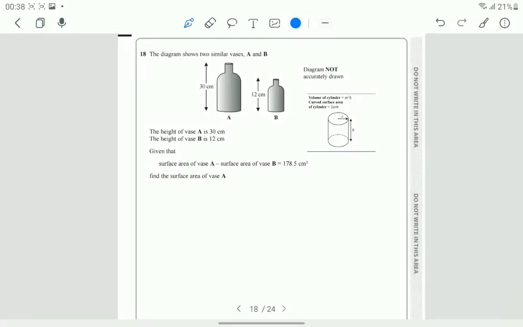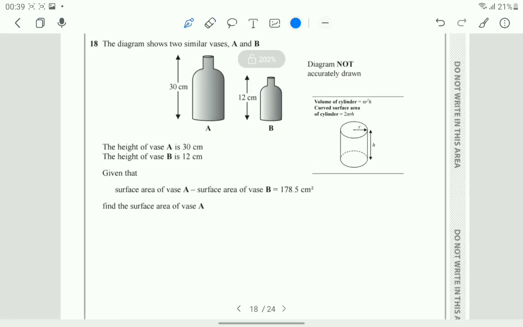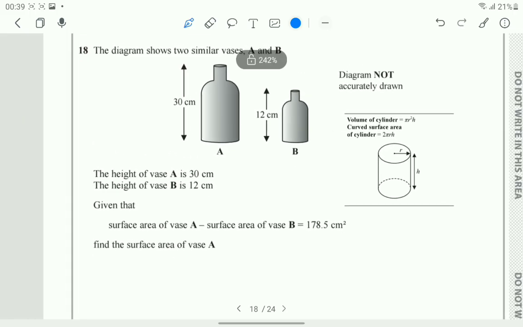Else we are at question 18. Now this is a question about cylinders, shapes and surface areas. So let's read it. The diagram shows two similar vases A and B. The height of vase A is 30 centimeters. The height of vase B is 12 centimeters. Given that the surface area of vase A subtracted from the surface area of vase B is 178.5 centimeters square.